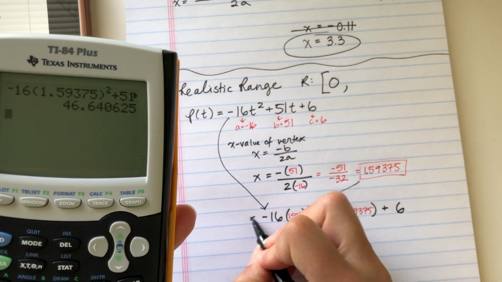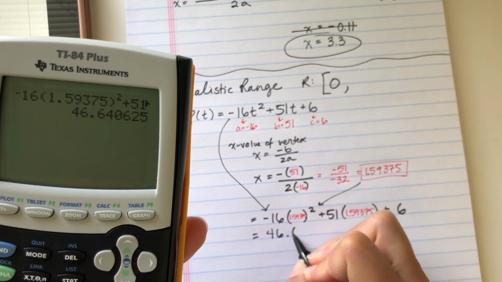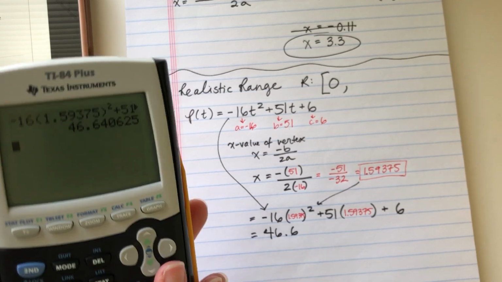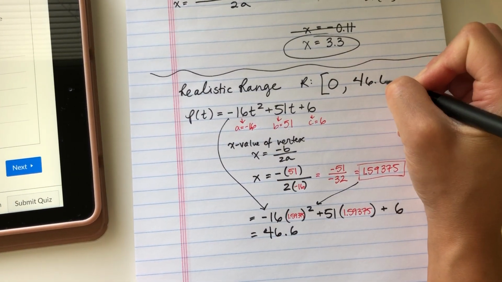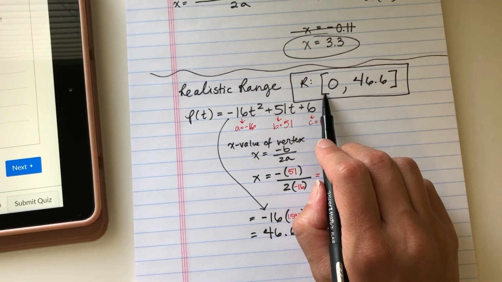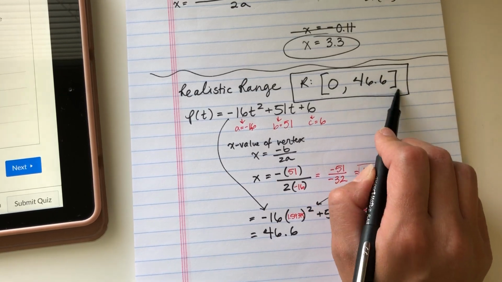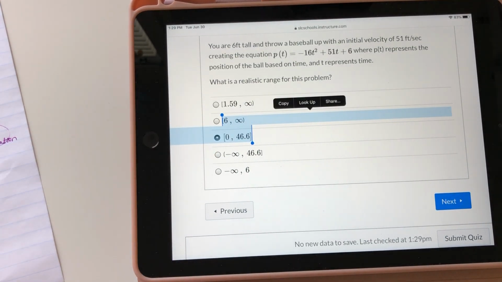So that is going to give me a y value of 46.6. And because it's multiple choice, we don't have to round to a certain place. So I just say 46.6. So my realistic range is the interval bracket 0, comma 46.6 bracket. That's my realistic range. And I look at the answer that I had originally selected, and there it is.